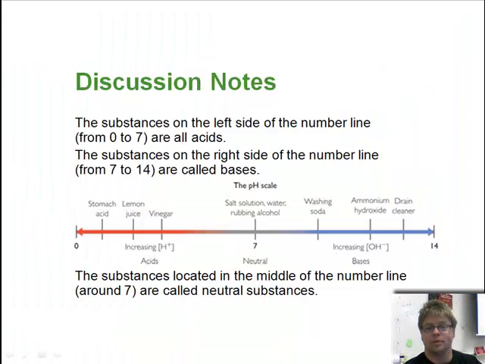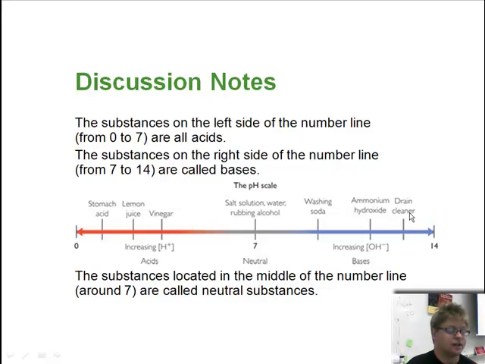The substances that we placed in, we noticed the numbers form a scale between 0 and 14. On the left side of this scale, we have things like stomach acid, lemon juice, vinegar. These are all things that have increasing hydrogen ion concentrations, and those are all called acids. Those things all tend to taste sour.